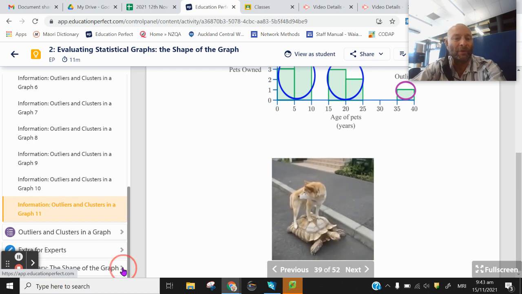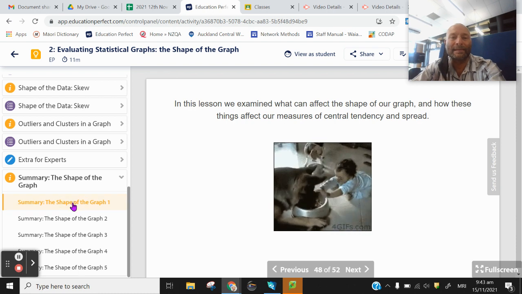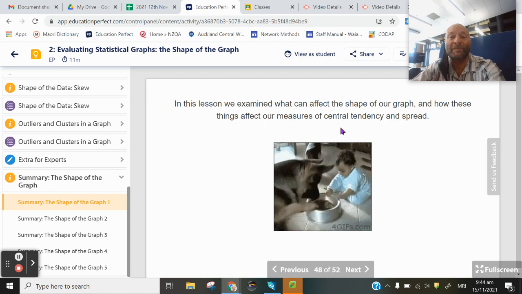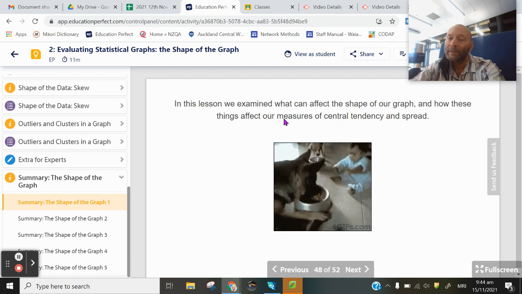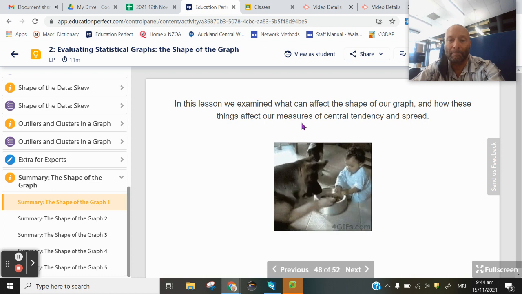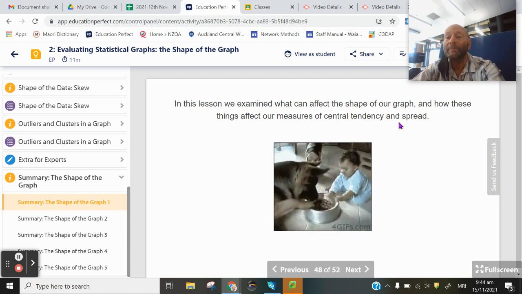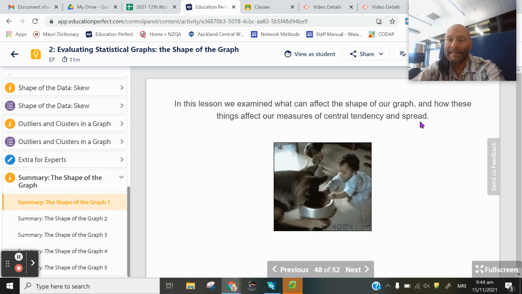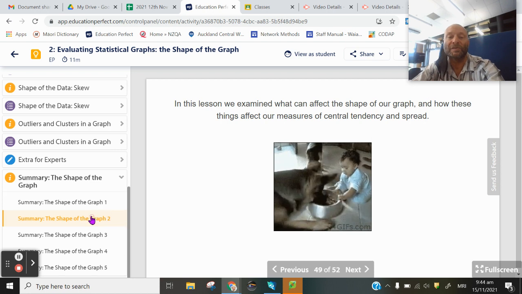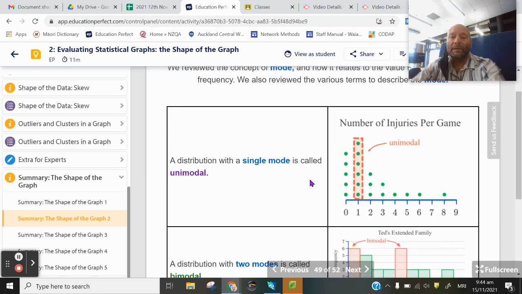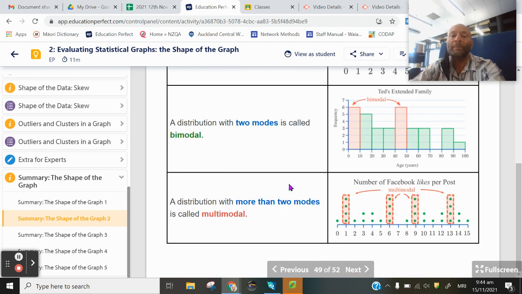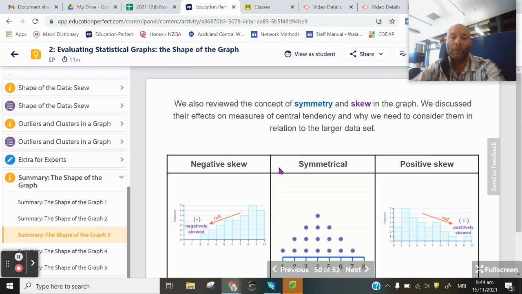Let's just go ahead and summarize what we've talked about in this lesson. We've examined what can affect the shape of our graph and how these things affect our measures of central tendency and spread. The measures of central tendency are mean, median, and mode, and range is our spread, the distance from the smallest to the largest. We talked about a single mode being unimodal, two modes being bimodal, and more than two modes multimodal.